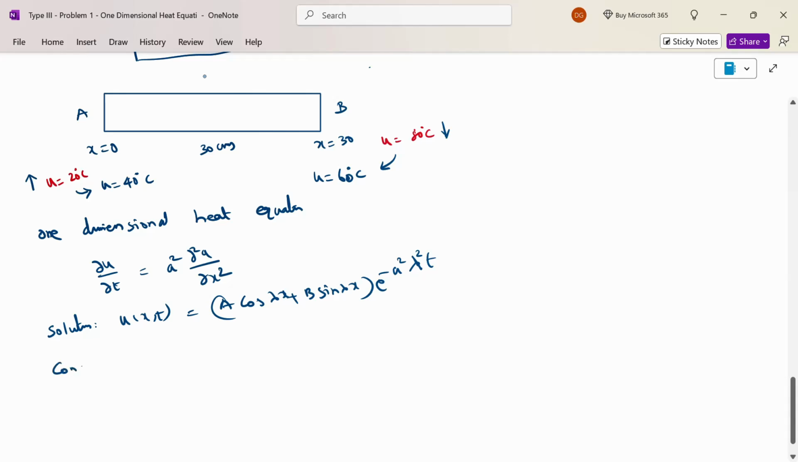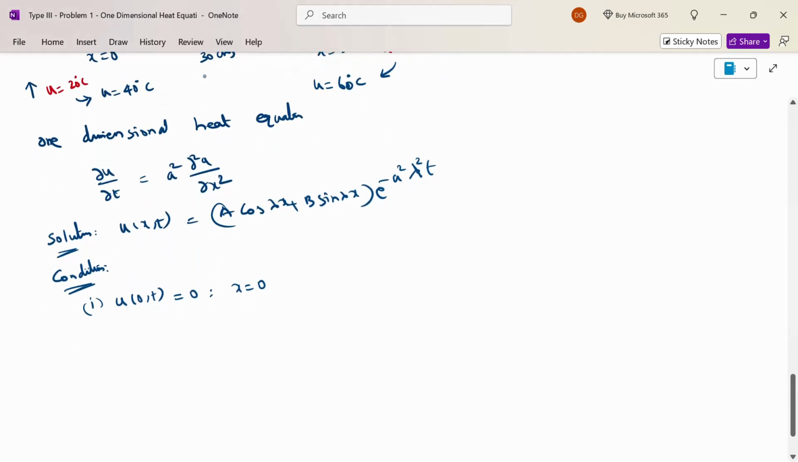And the conditions, these are the boundary conditions. What are the boundary conditions? The first boundary condition: u(0,t) equals 0, the two ends initially 0, therefore the boundary condition at x equals 0. And the second one: u(30,t) equals 0, so x equals 30. And the third condition: u(x,0), because up to steady state the function we are going to apply is 2x plus 20 when t equals 0. This is equation 5.